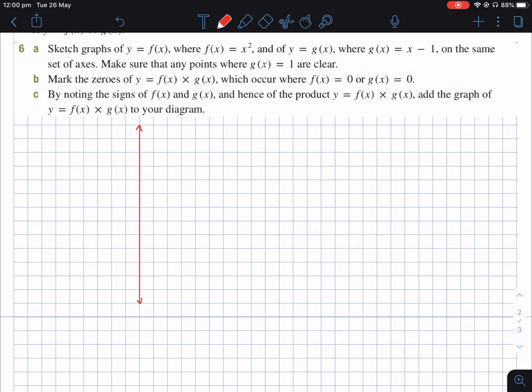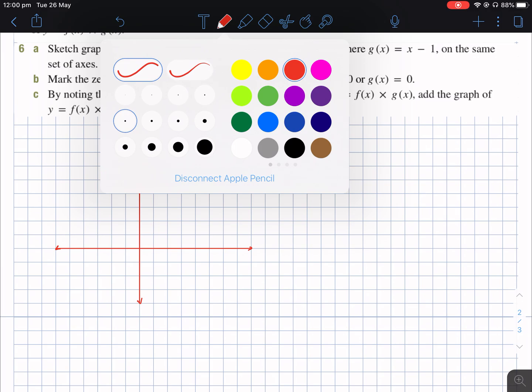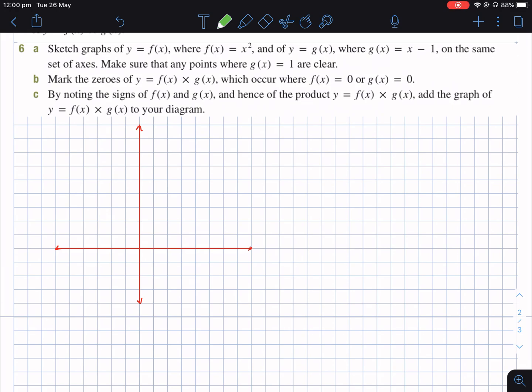X squared's all positive, by the way. So, I'm going to put my axis to give myself more room in the positives. And so if I graph x squared in green, 0 squared is 0, 1 squared is 1, 2 squared is 4, 3 squared is 9, and there we go. So that's y equals f of x, which is x squared.